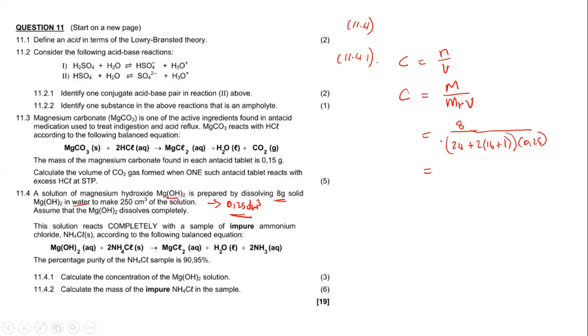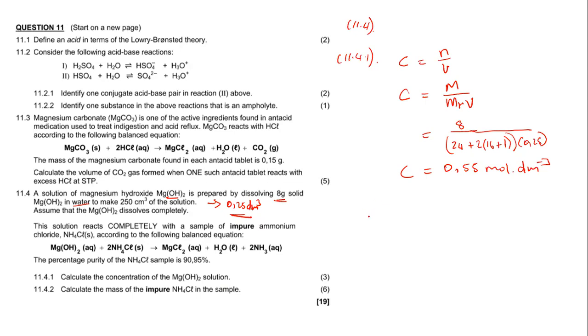Therefore we just punch everything on our calculator. We say 8 divided by what? 24 plus 2 open brackets, 17. I'm not going to say 16, I can say 17 because 16 plus 1 is 17. Multiply by 0.25. Now, what will be the final answer here? To 2 decimal places, we get 0.55 mol per cubic decimeter. Do not forget your units. That's very important. So this will be the concentration for the magnesium hydroxide solution. 3 marks.